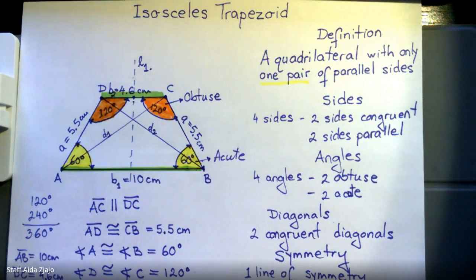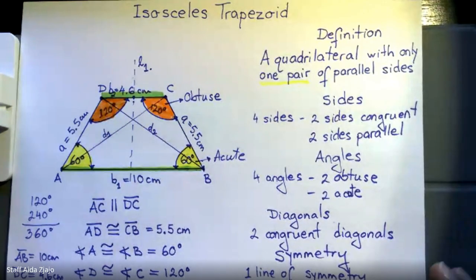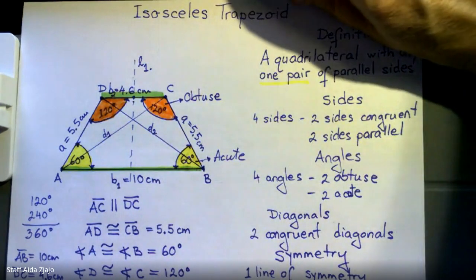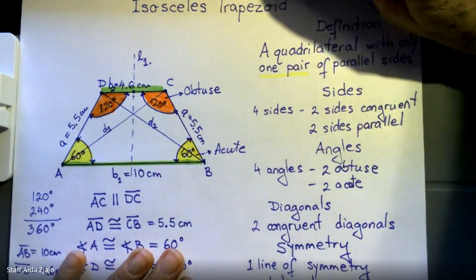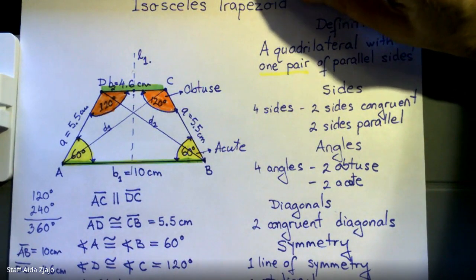I hope that you like our isosceles trapezoid, and this would be our conclusion. I hope you like it. Thank you very much for listening.